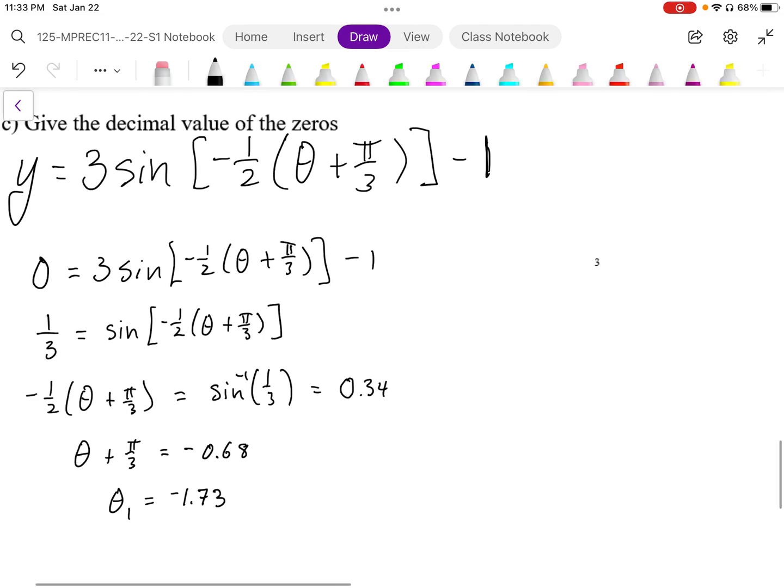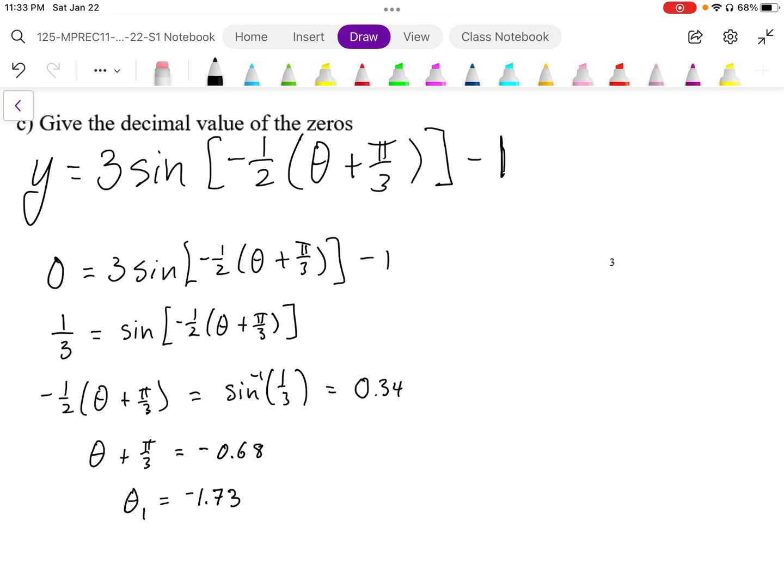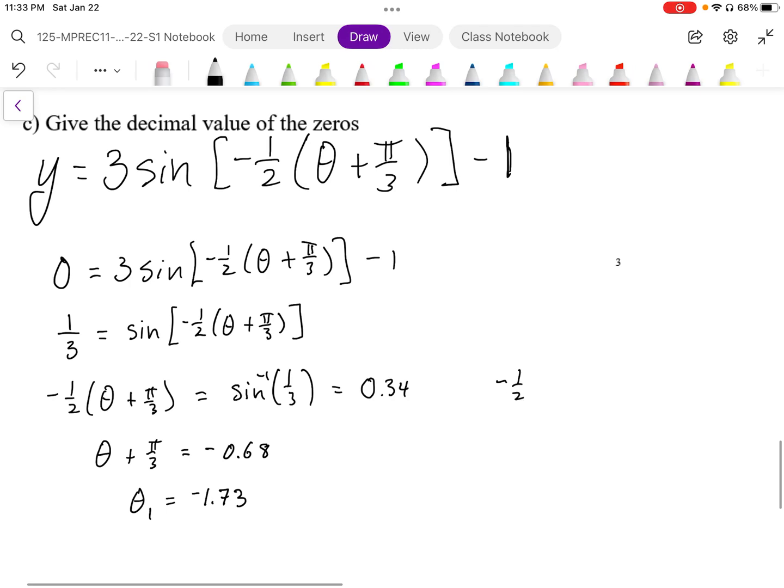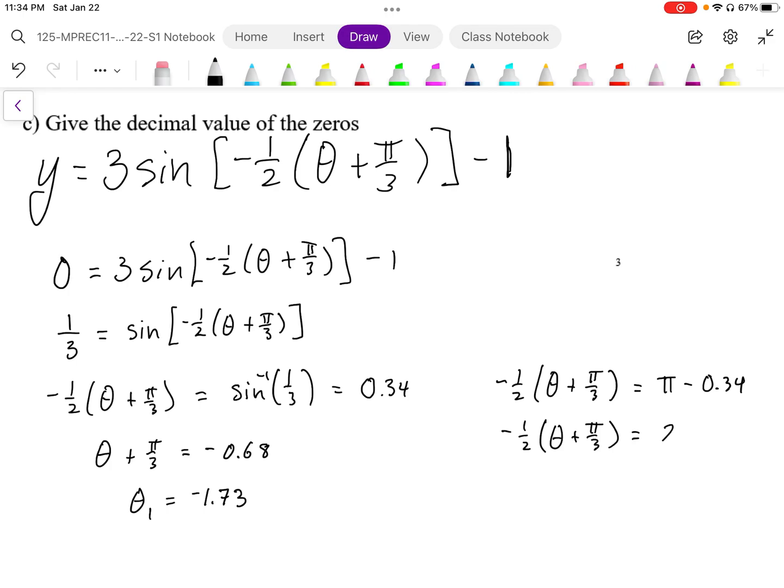Now, there is that theta 2 that we have to worry about. In this case, we can find theta 2 by making the angle negative 1/2 theta plus pi over 3 equal to pi minus theta 1. That works out to be about the decimal 2.80. So this would be theta 1, and this is our theta 2 that we're solving for.